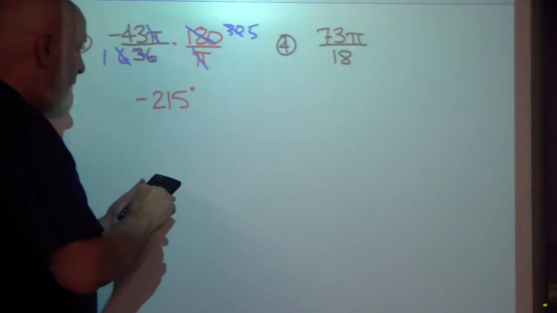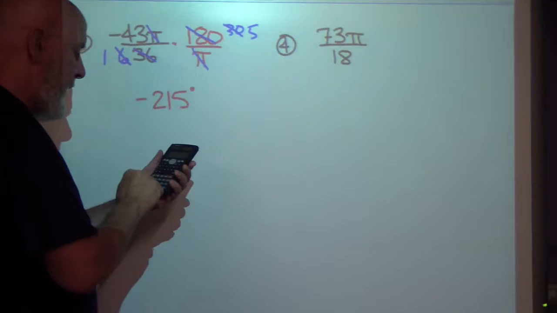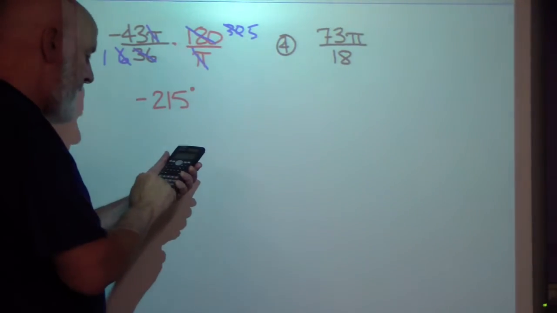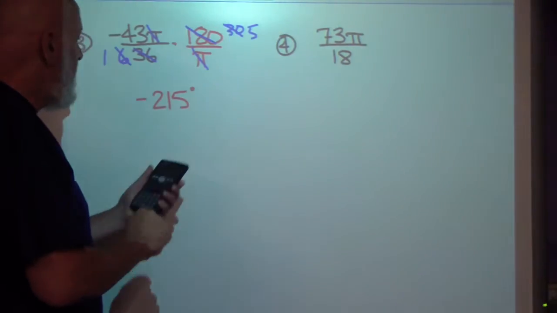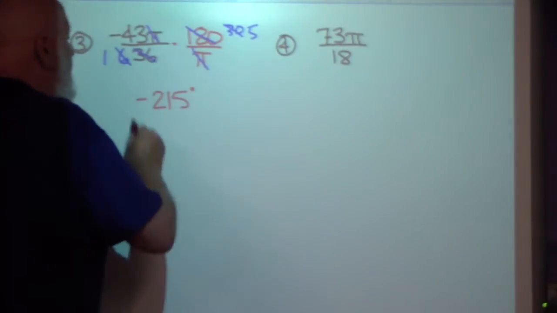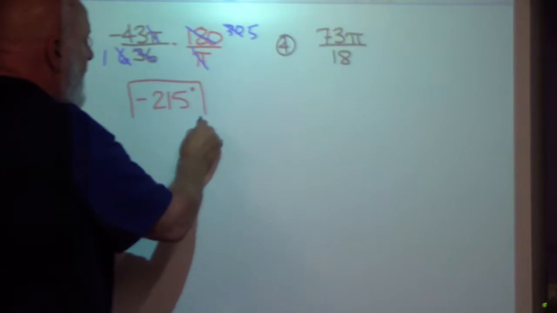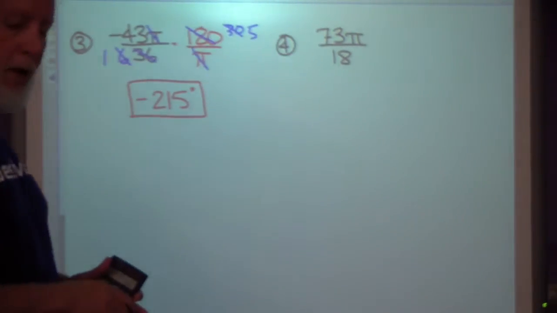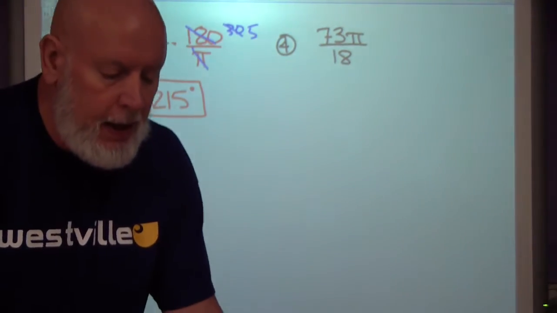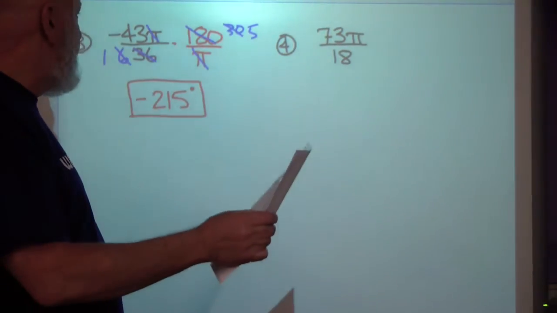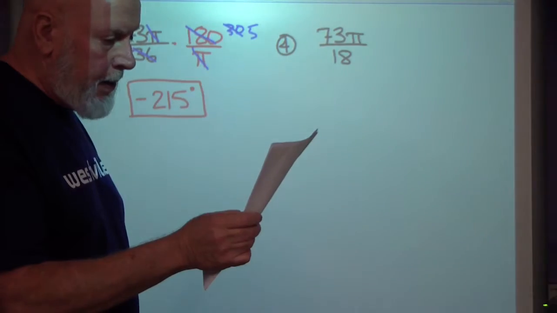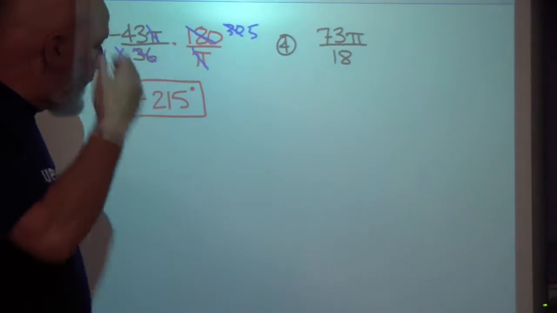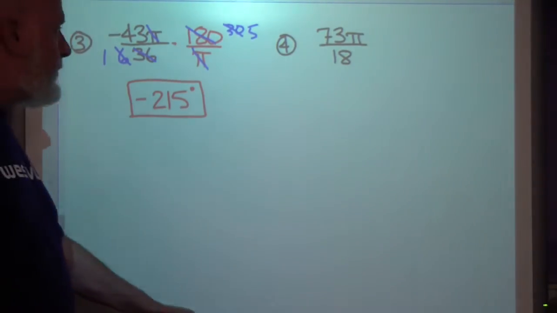And I'm going to do that one more time just to make sure. 43 times 180, divided by 36 equals 215. Yes. Where I got 255 or whatever it was I got, we may never know. But it simplifies to negative 215 if you don't make any mistakes. And let's see if I got it right. Number 3, negative 215 degrees. Yay. All right, we got one more here.